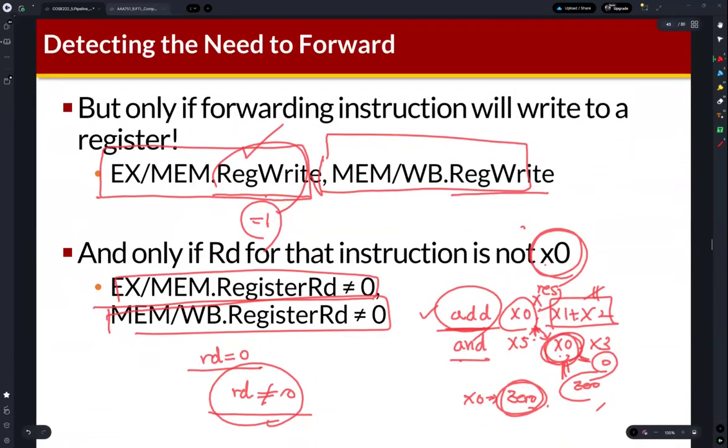And then also we need to check the RD is valid, right? So we need to check the regulator signal, and we need to check the RD is non-zero. Okay, non-zero, so it's not zero, right? Do you understand? So this condition needs to be added in a data forwarding detection.